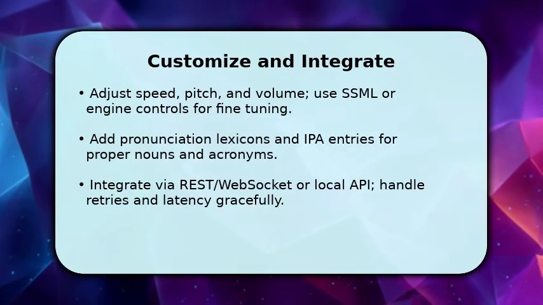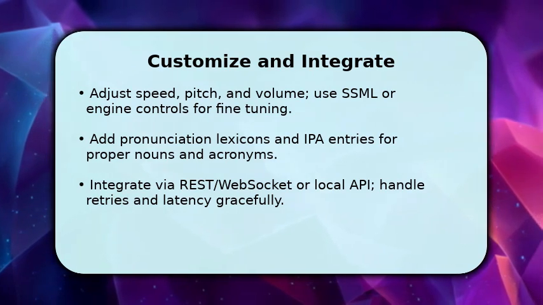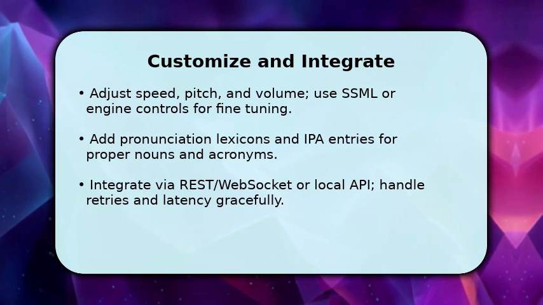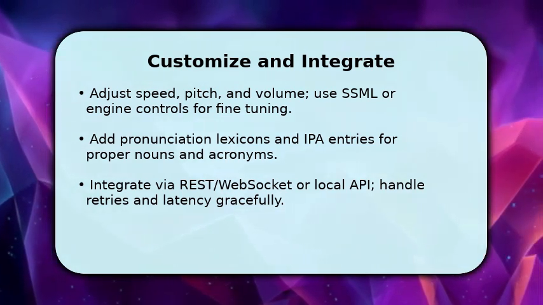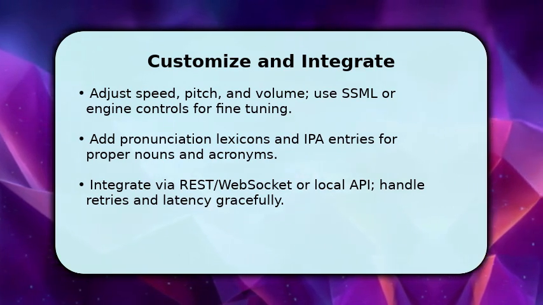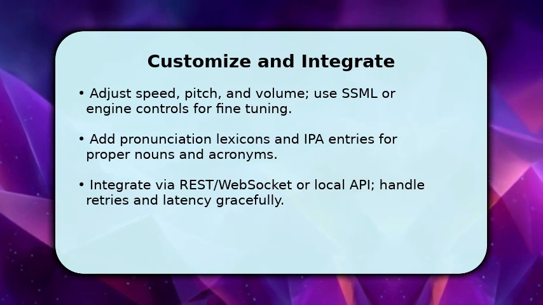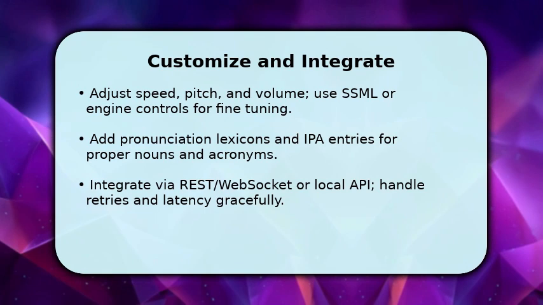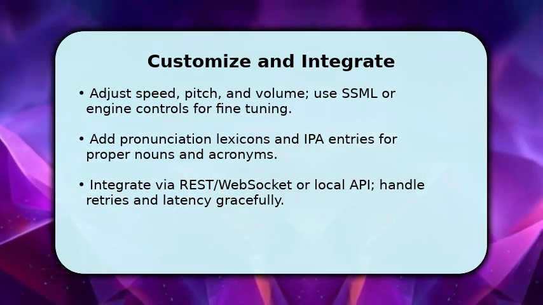Once the basic voice works, you customize how it speaks and integrate it into your workflow. Use SSML to set pauses, emphasis, and phonemes, tweak pitch and speaking rate to fit your listener. Make a pronunciation list for names and acronyms so outputs stay natural. Then connect through REST or WebSocket or embed a local engine. Ensure your code queues requests and retries on failure. Make sure to log audio latency and clip length to prevent truncation during playback.